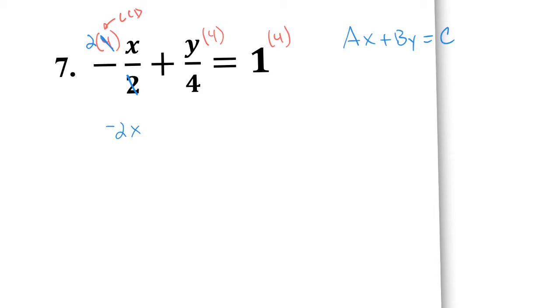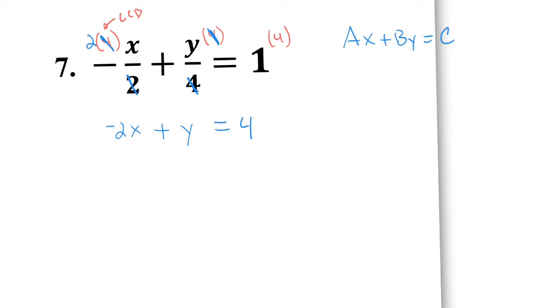The next one, 4 goes into 4 1 time. I don't need that 1, so I'm just going to bring down the plus y. Notice the 4 cancels, they simplify to 1. I don't need it. And on the other side, you guys multiply 1 times 4 and it is 4.